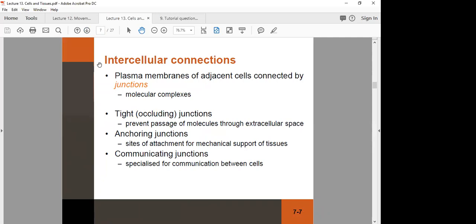All right, where we have cells that are very closely connected to each other, the plasma membranes of those adjacent cells are connected by molecular complexes called junctions. There are three main categories of junctions: tight or occluding junctions, which prevent passage of molecules in between the cells. The second main group are the anchoring junctions, which provide sites of attachment. And then we have communicating or gap junctions, which are specialised for communication between cells.